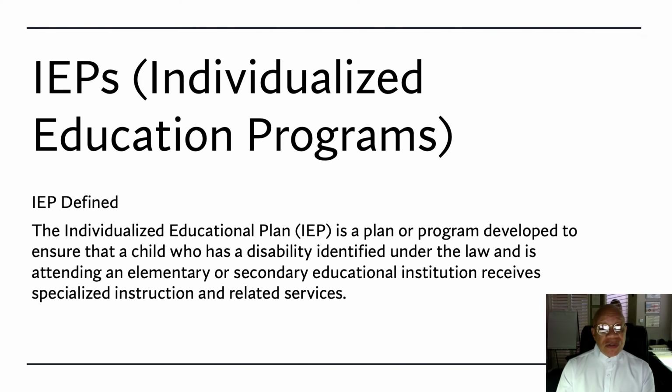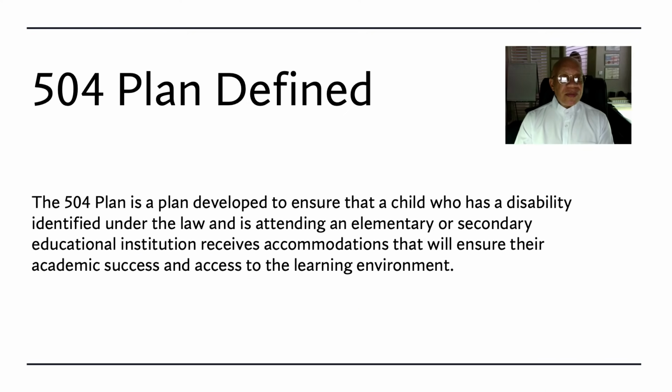So if necessary, if it turns out that we may have to evaluate the child and there are some learning disabilities, that means we have to provide an individual education program. An IEP is developed to ensure that the child who has a disability is receiving specialized instruction and related services. A 504 plan, on the other hand, is developed to ensure that the child who has a disability identified under the law and is attending school is going to receive accommodations. So the student either receives specialized instruction or receives accommodations.